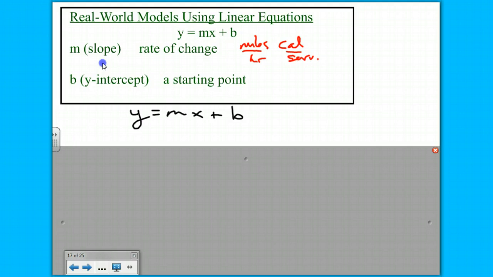What is it? Gavin? I just want to know, what is that next to miles? Calories per serving. Miles per hour, calories per serving.